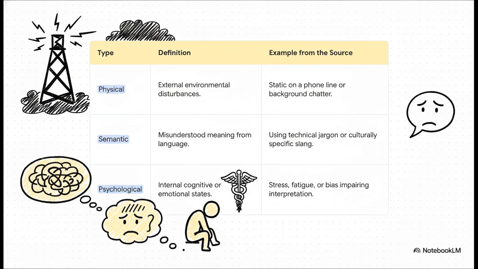This is the obvious stuff you can usually see or hear, like a terrible internet connection during a video call. Then there's semantic noise. This is all about confusion in the language itself, like using super technical jargon or slang that the other person just doesn't get. But maybe the trickiest of all is psychological noise. That's the static inside our own heads, stress, being tired, being biased, that colors how we interpret everything.